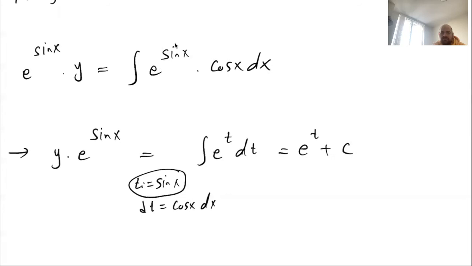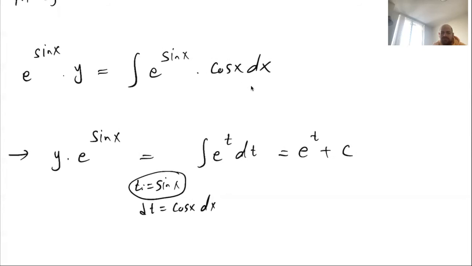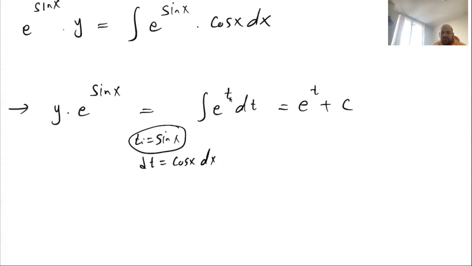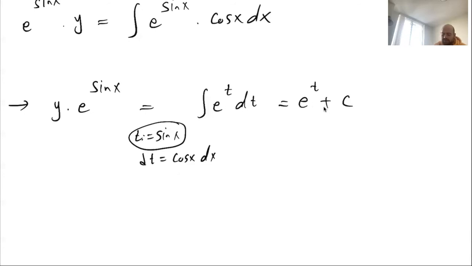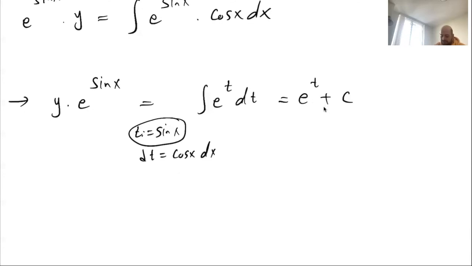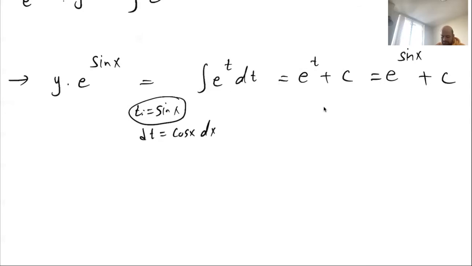See, sine x, I called it t. Cos x dx will be dt. Integral e to power t dt will be e to power t plus c. And t is sine x, so this is e to power sine x plus c. And therefore, if I multiply both sides by e to power minus sine x, y will be equal to 1 plus c times e to power minus sine x.